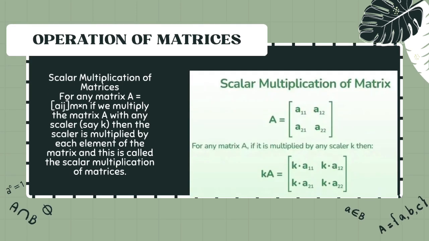Scalar multiplication. Scalar multiplication of matrices. For any matrix A equals a_ij, m times n, if we multiply the matrix A with any scalar, say k, then the scalar is multiplied by each element of the matrix, and this is called the scalar multiplication of matrices. A equals a11 a12 a21 a22, kA equals k times a11, k times a12, k times a21, k times a22.